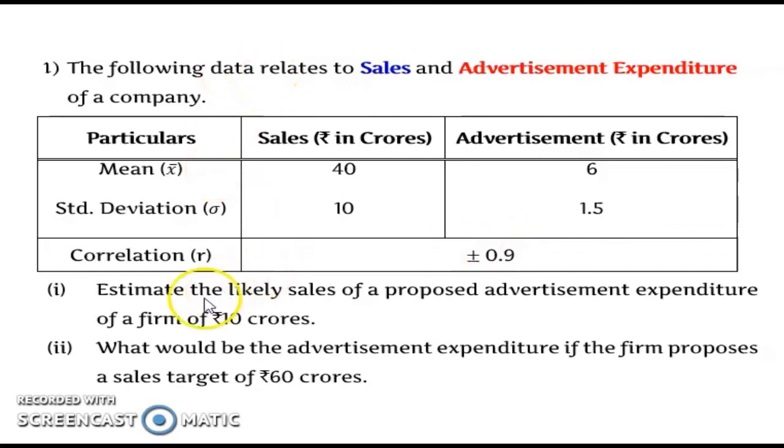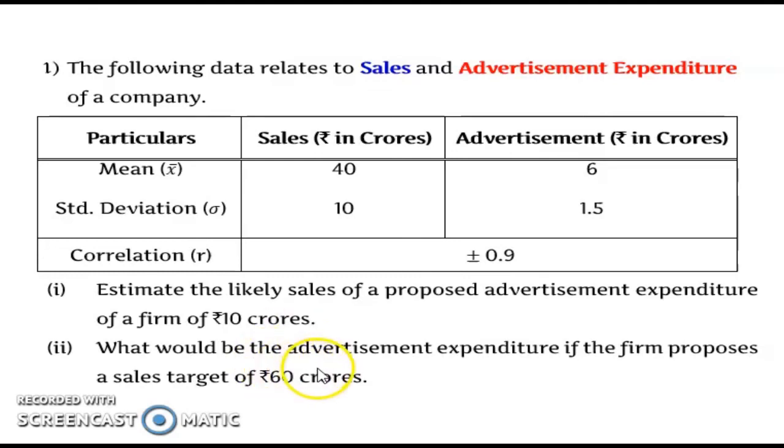And then they asked the question: estimate the likely sales for a proposed advertisement expenditure of a firm of rupees 10 crores. What they are asking is, if the company spends 10 crores on advertisement expenditure, what would be the likely sales? If the company spends 10 crores on advertisement expenditure, how much sales can it generate out of such expenditure? That we have to predict by fitting the regression equation.